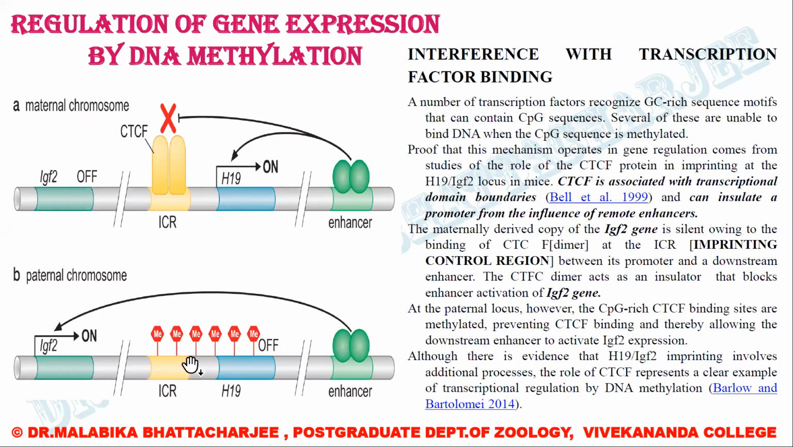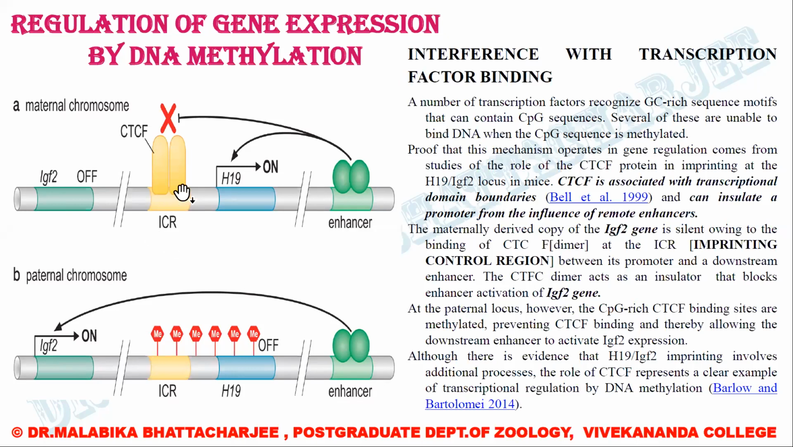In case of males, it is the same chromosome. But interestingly, you see that the ICR region along with the H19 region is methylated. The moment this portion is methylated, as we know, none of the DNA binding proteins can bind to it. So what happens? Now this enhancer and the regulatory elements can exert their effect on the IGF2, and the IGF2 gene is switched on.